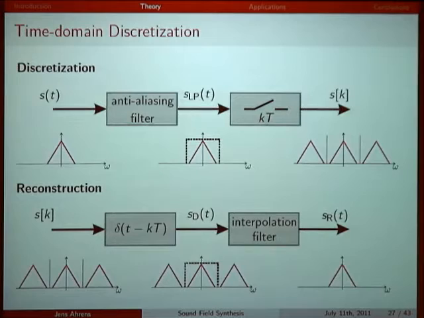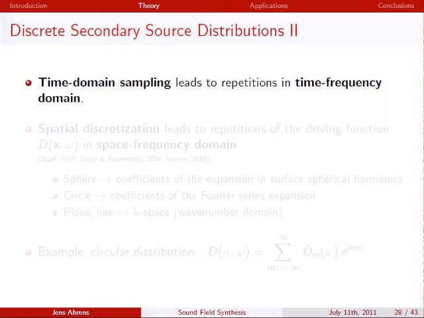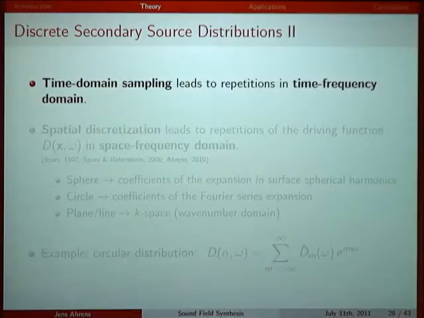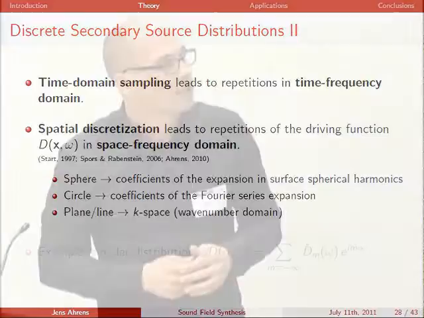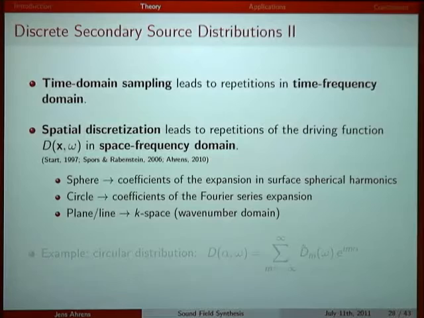And this is very similar in spatial discretization. So here, when we discretize a time domain signal, we get repetitions in the time frequency domain. In spatial discretization, if we assume a constant sampling interval, we get repetitions in different representations of the space spectrum. And in which representation these repetitions arise depends on the geometry of the secondary source distribution. So for the spherical distribution, we have repetitions in the coefficients of the spherical harmonics expansion. For the circle, we have the repetitions in the Fourier series expansion coefficients, and for the plane or the linear source, we have repetitions in the k-space.